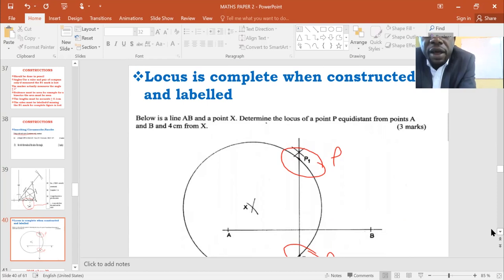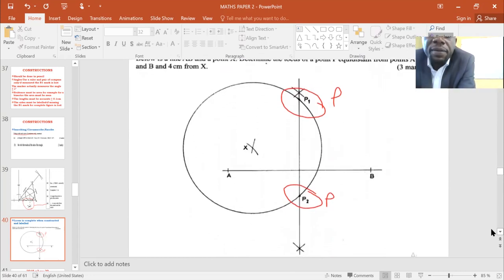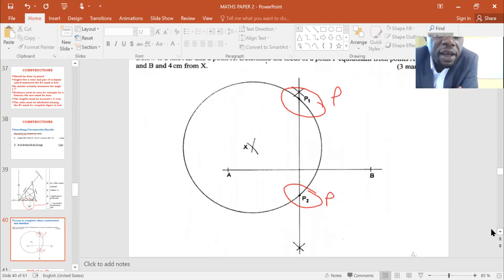So point P, locus of point P equidistant from point A and B, you'll go ahead and bisect line AB, and it is visible there. Then 4 centimeters from point X, that is equidistance from a fixed point. You stand at X, measure 4 centimeters, and then you draw a circle. Those two loci intersect at 2 points. So you're supposed to label them. If you are to leave without the labels, you lose the 3rd mark.